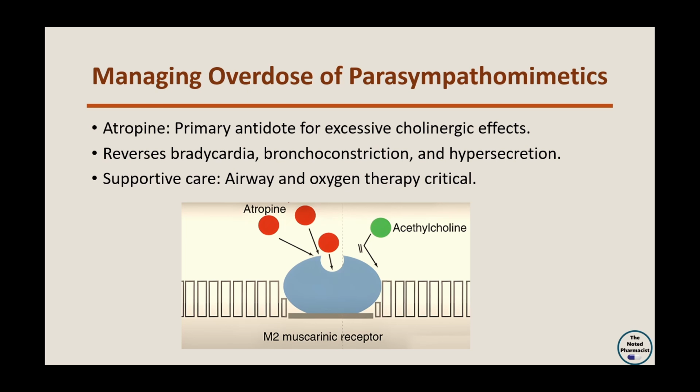Managing an overdose of parasympathomimetics requires immediate intervention to mitigate excessive cholinergic stimulation. Atropine, a muscarinic antagonist, serves as the primary antidote, effectively counteracting severe symptoms such as bradycardia, bronchoconstriction, and hypersecretion. Supportive care, including airway management and oxygen therapy, is vital in cases where respiratory compromise arises. Timely administration of atropine can be life-saving, particularly when dealing with agents like organophosphates, which potentiate acetylcholine accumulation.